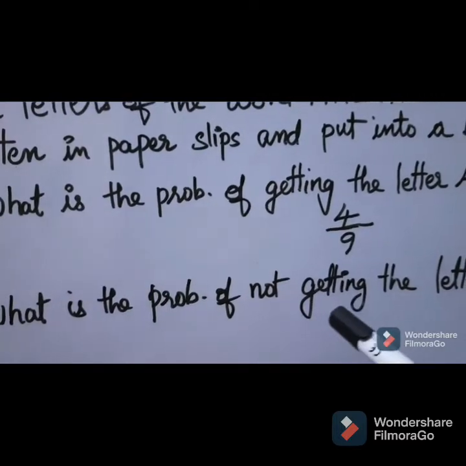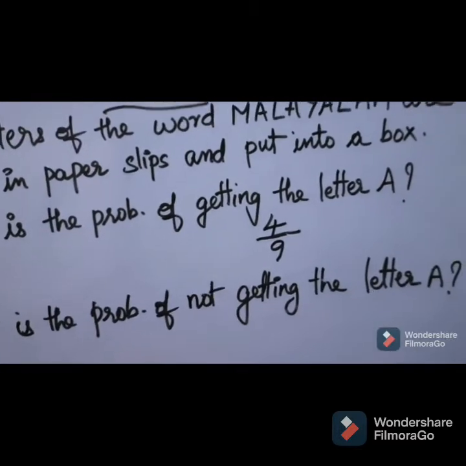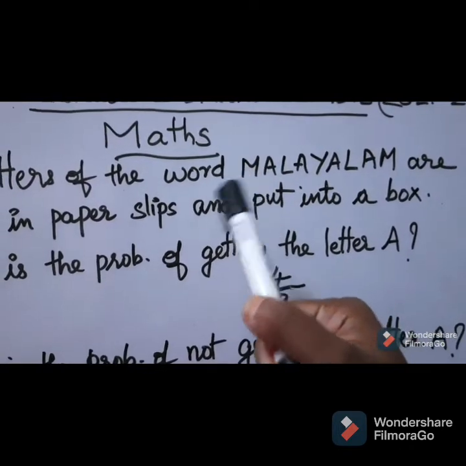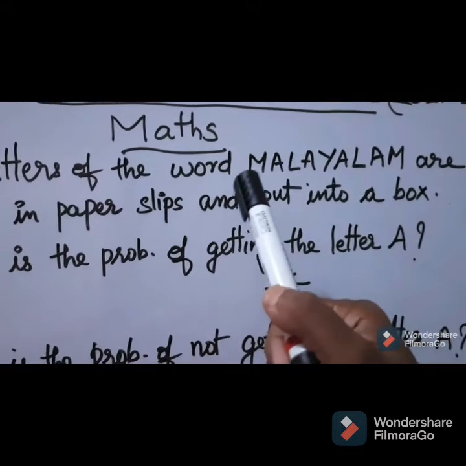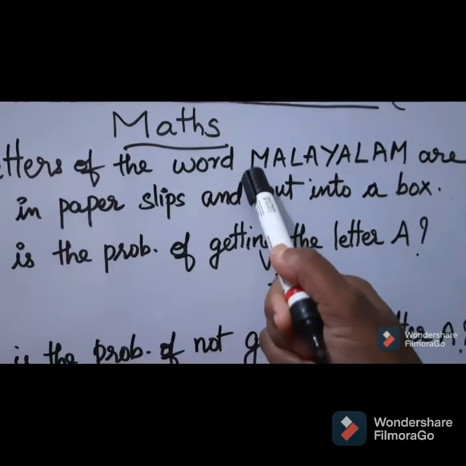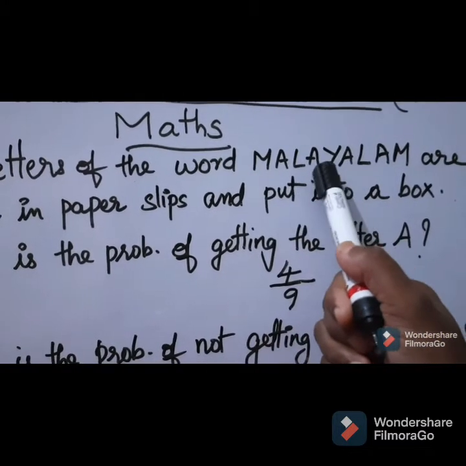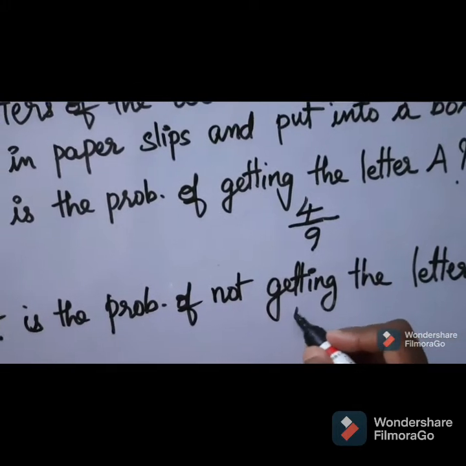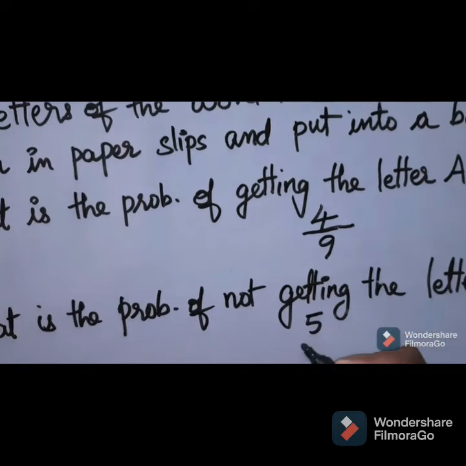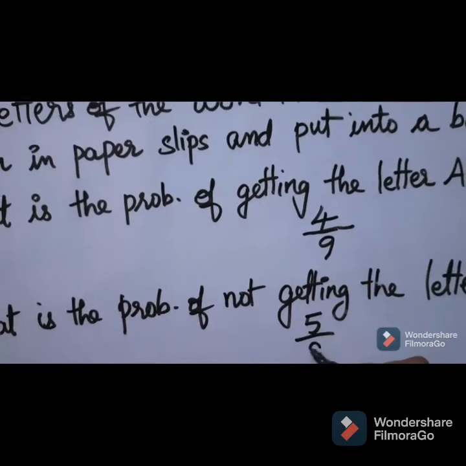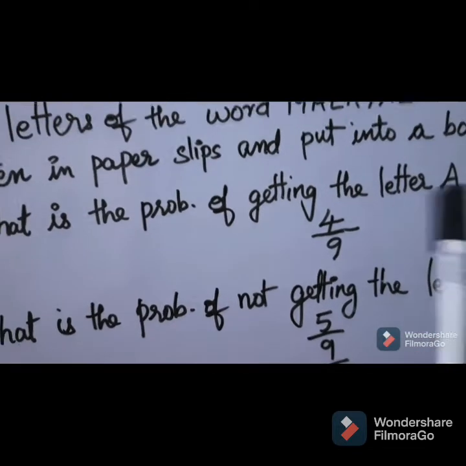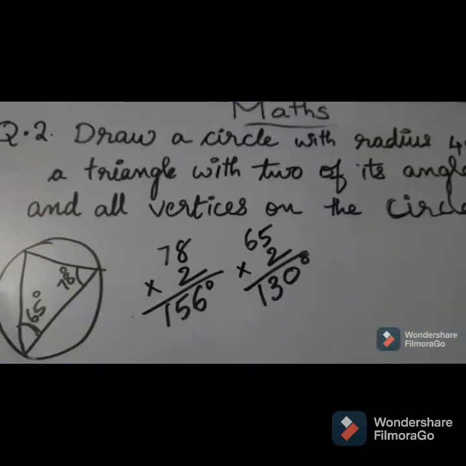Now, what is the probability of not getting the letter A? That means the other letters come, that is 1, 2, 3, 4, 5. That is 5 letters remaining. So 5 upon the total number, which is 9. So this is the answer for the first question.